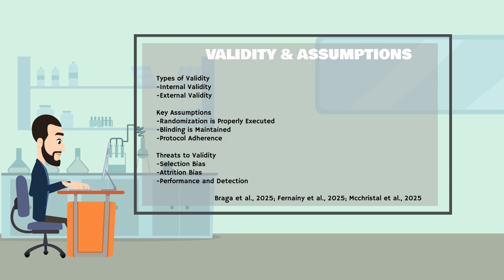There are several threats to validity that can compromise results. Selection bias can occur if randomization fails or if certain participants are systematically included or excluded. Attrition bias occurs when participants drop out unevenly between groups, leading to imbalanced data. Performance and detection bias can occur if care is different between groups in the study. These factors determine the overall credibility and applicability of RCT findings. Ensuring strong validity is what allows us, as nurses and researchers, to confidently translate trial results into evidence-based practice.